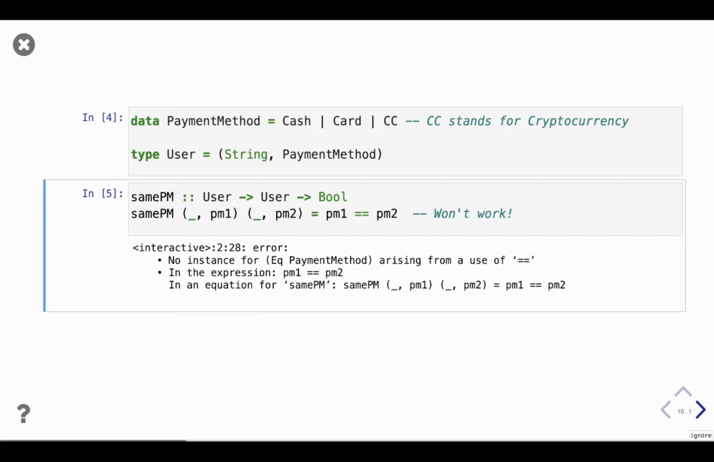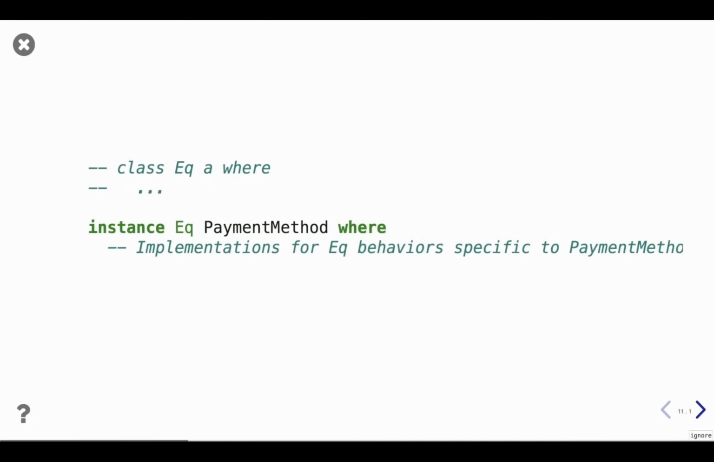It says no instance for Eq PaymentMethod arising from a use of equals in the expression pm1 equals pm2. So we are using equals in the expression pm1 equals pm2, but because equals is a behavior of the Eq type class and our new PaymentMethod type is not an instance of the Eq type class, it doesn't have the implementations of equals and not equals to use. To fix this, we will make it an instance.